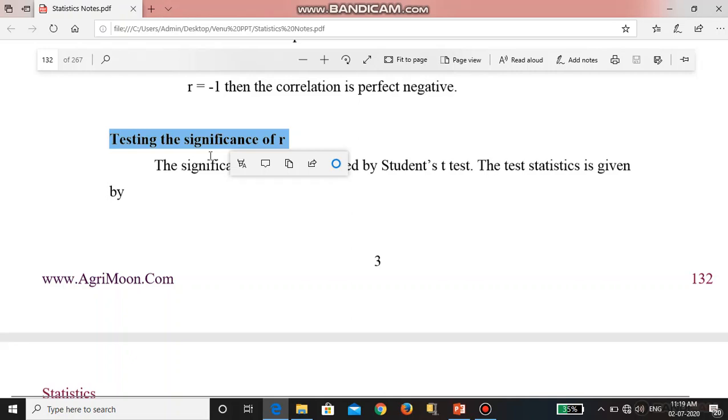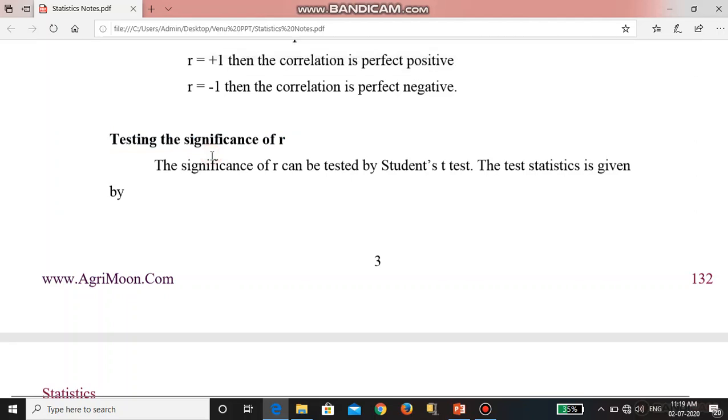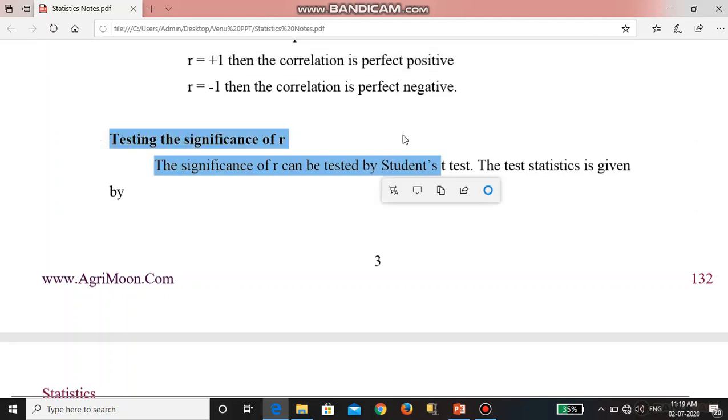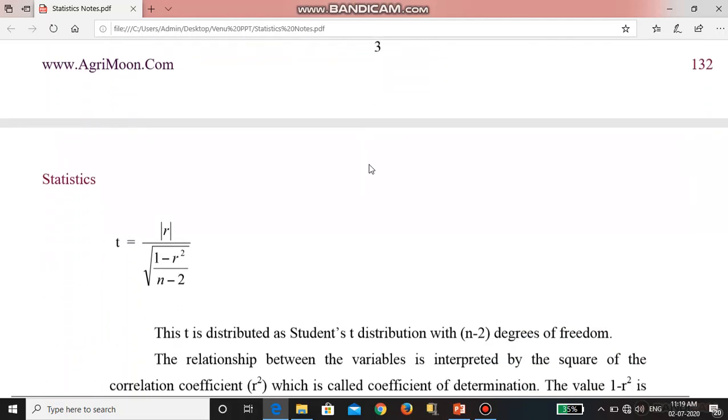We are going for a test of significance because we want to test whether the correlation value we found is the true value or not. We will test the significance of the correlation coefficient by the student t-test. The formula is t equals r divided by the root of (1 minus r squared) divided by (n minus 2).